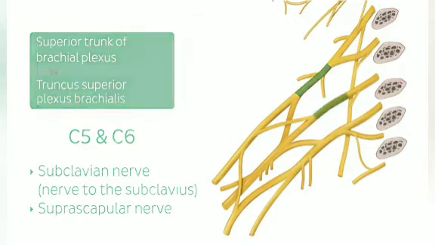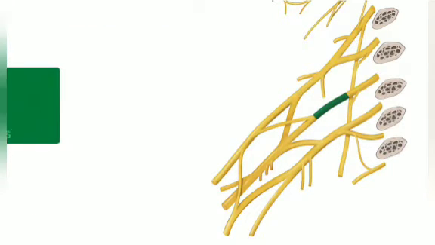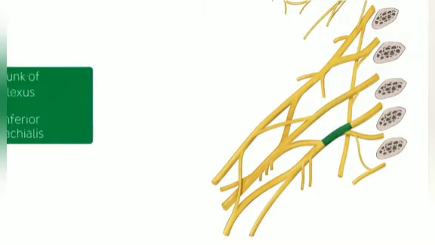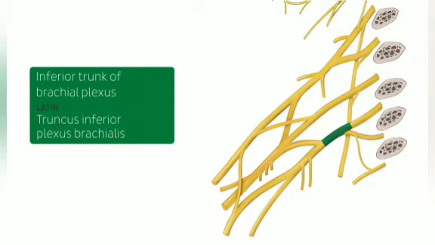The second trunk of the brachial plexus we're going to see is the middle trunk. This trunk originates from the 7th cervical spinal nerve, C7. The final trunk of the brachial plexus is the inferior trunk. Like the superior trunk, it's composed of 2 nerves, the 8th cervical spinal nerve and the 1st thoracic spinal nerve, also known as C8 and T1.